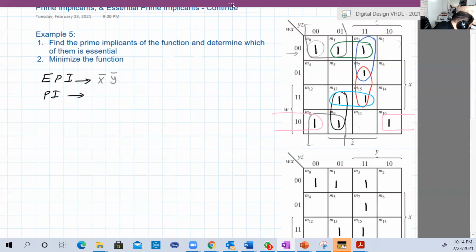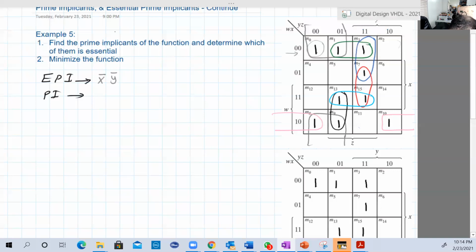Okay, the second group is the green. And the green basically is not essential at all because it has two ones and they are contained with other groups, the gray and the blue. So the green is W bar, X bar, Z, because Y is changing.